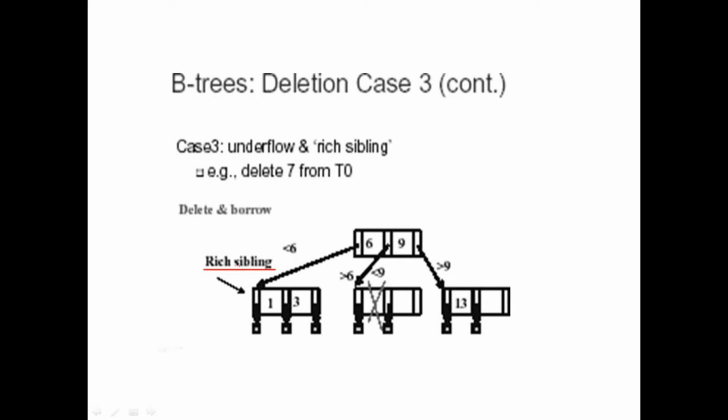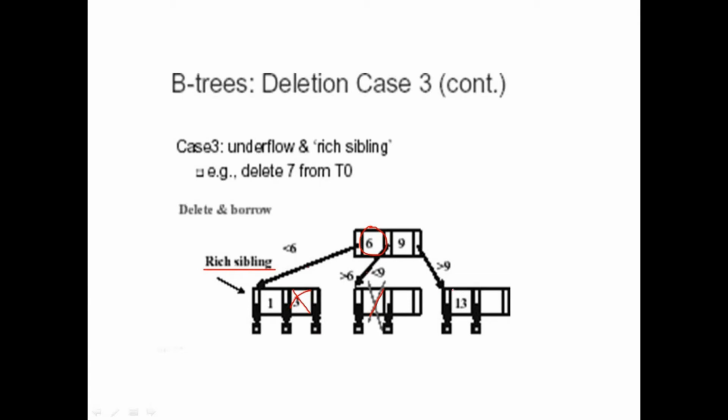Now what is rich sibling? After deletion of one of the keys from the sibling, if it satisfies the property of B tree and there is no underflow, it is called a rich sibling. So now in this case, the sibling of this node 7 is 1, 3. Siblings are the nodes of the same parent. So for this 6, these are the 2 subtrees. So 7's sibling is this one or this one.